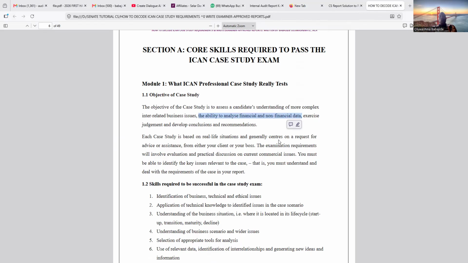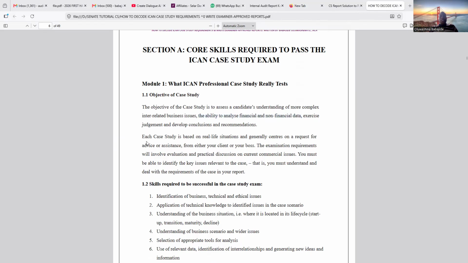So they want to know how you were able to calculate very well. Then with your calculation, how will you be able to interpret it? Exercise judgment on your calculation. What do you see? What do you discover? Then exercise judgment and your opinion and develop conclusions and recommendations. So you conclude on what you have done and make recommendations on it.